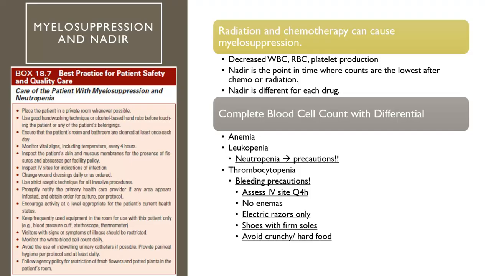Thrombocytopenia is going to be your bleeding precautions. So looking at the IV site every 4 hours. No enemas. Electric razors only. No Bic razors. Shoes with firm soles. We don't want them to fall. And avoid crunchy hard foods.